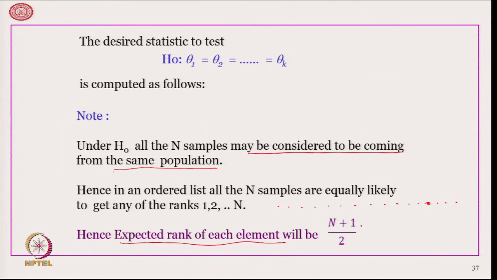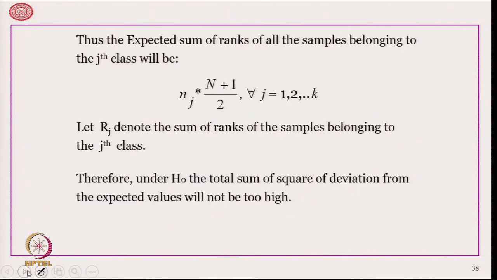That we all know, there are capital N many observations, and therefore, the mean is going to be n plus 1 by 2. Therefore, the expected sum of ranks of all the samples belonging to the jth class is going to be n j multiplied by n plus 1 by 2 for all j equal to 1, 2, 3 up to k. Because each element has the average rank under the null hypothesis, the total sum of rank is expected to be n j times n plus 1 by 2.